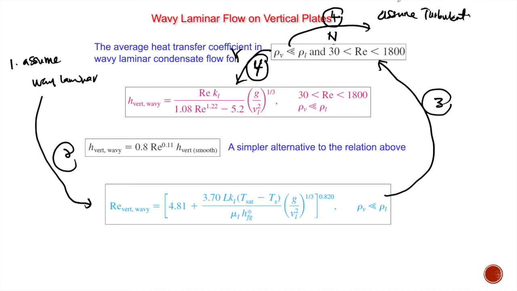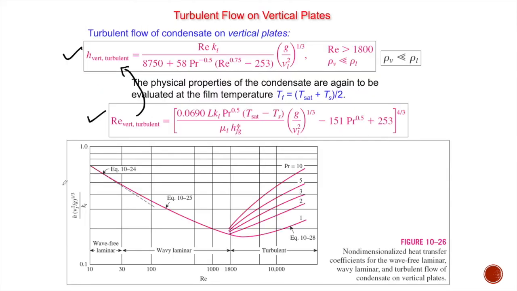And then you will go to the same step. Assume turbulent flow, and if you assume turbulent flow, you have to substitute all the information into the Reynolds number turbulent, and then compare it with Reynolds number turbulent, which is greater than 1,800. If it's yes, then you go to H vertical turbulent to find what the H vertical turbulent is.